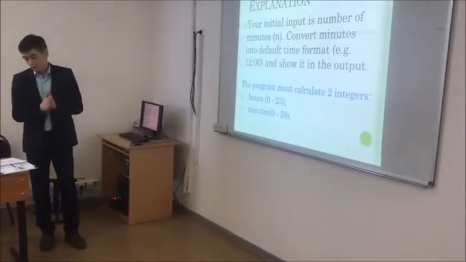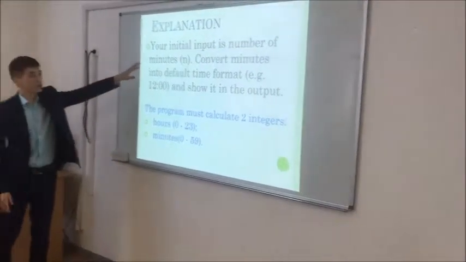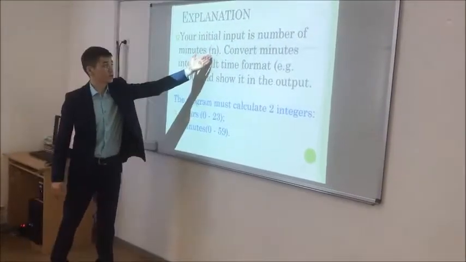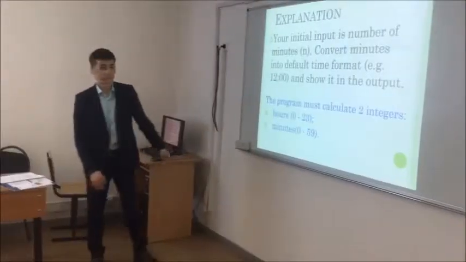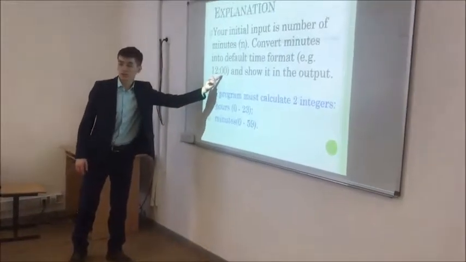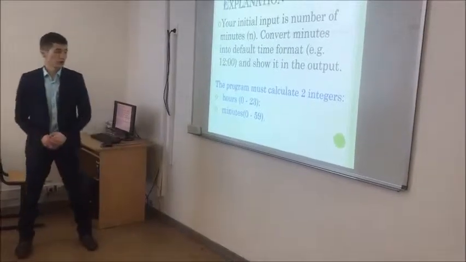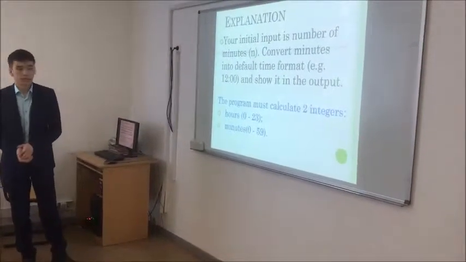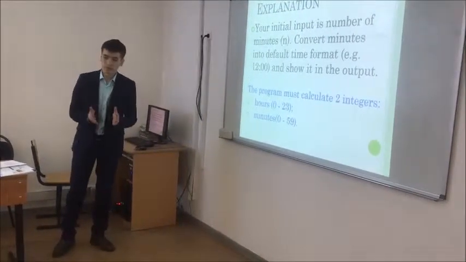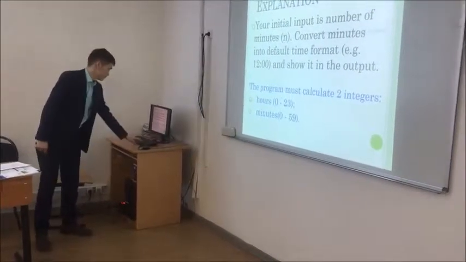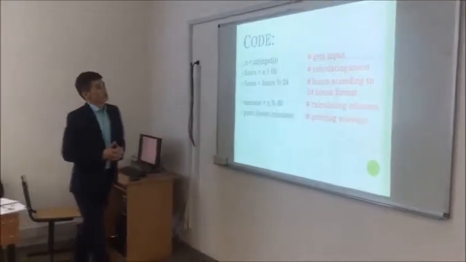So, for example, let's consider one example. Your initial input is number of minutes, it's variable n, and convert minutes into default time format like this. Okay, and show it in the output. So, the program must calculate two integers, first hours and second minutes. Do you understand? Yes. Okay. How will it happen? What is it?